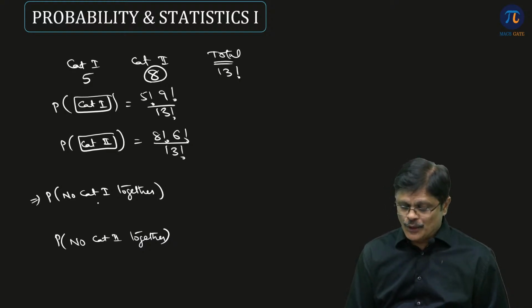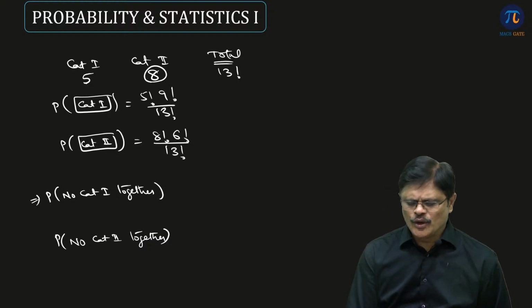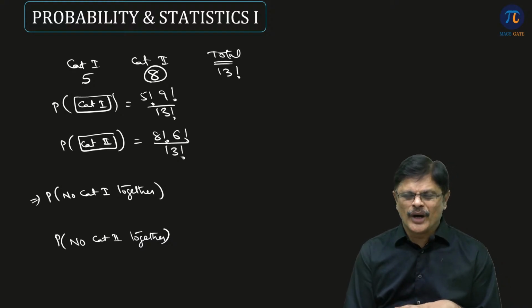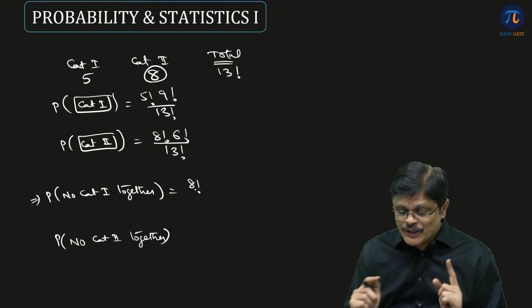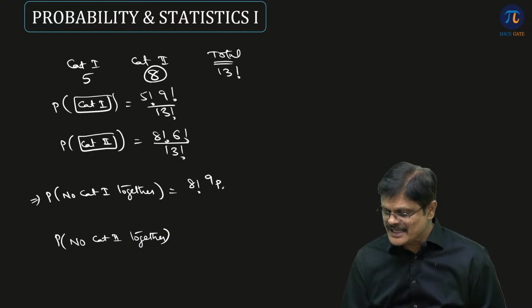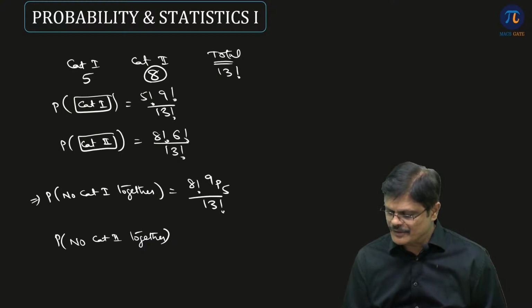Now look at this. No category 1 together. You don't want category 1 together. So who are not having any restriction? Category 2 are not having any restriction. Arrange them. How many gaps? 9 gaps. You need to arrange 5. That can be done in 9p5 ways out of 13 factorial.